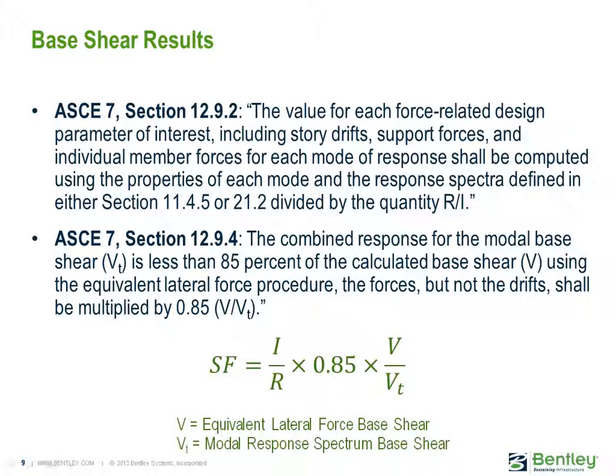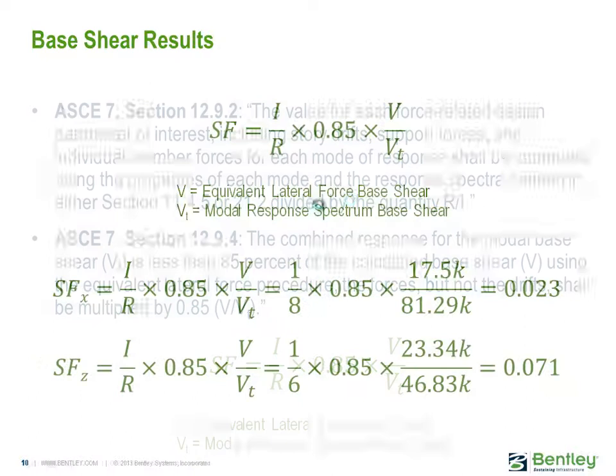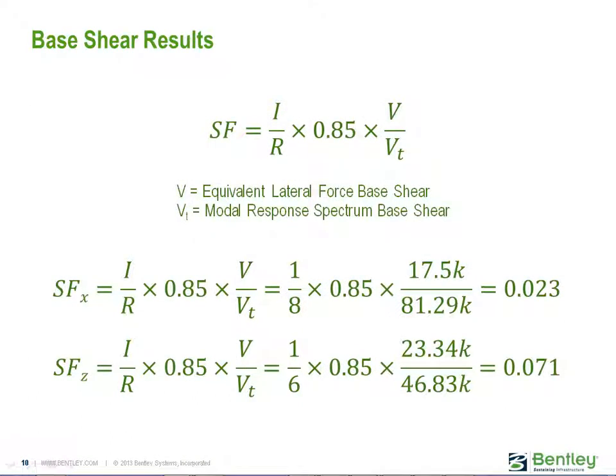The last step in our modal response spectrum analysis is to review our ASCE 7 requirements in section 12.9.2 and 12.9.4 to ensure that we have incorporated the proper scale factors in STAAD.Pro. Now in our initial run, we set our scale factors equal to 1.0. So to determine what a more appropriate scale factor will be, we will multiply it by the quantity of I over R, multiply it by 0.85, times the equivalent lateral force procedure base shear divided by the modal response spectrum base shear.